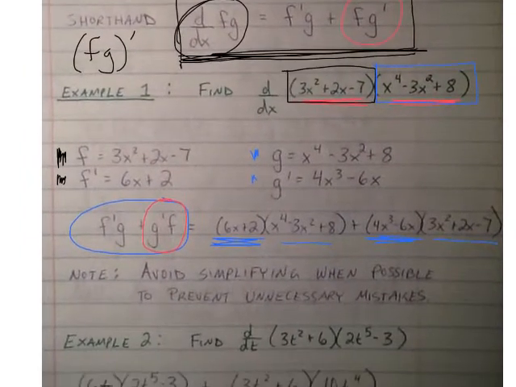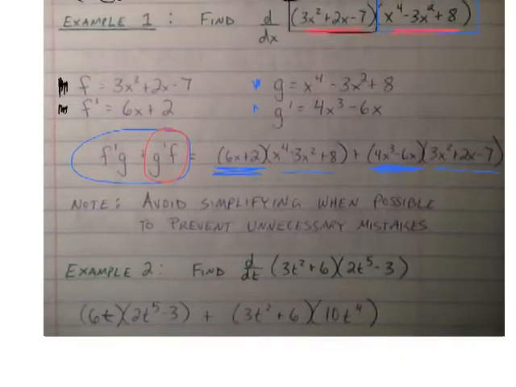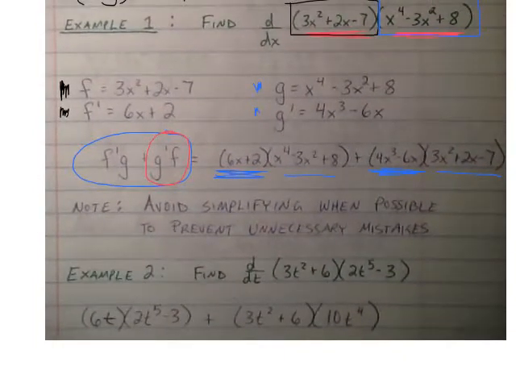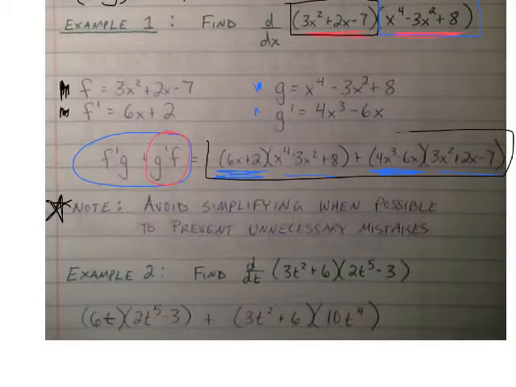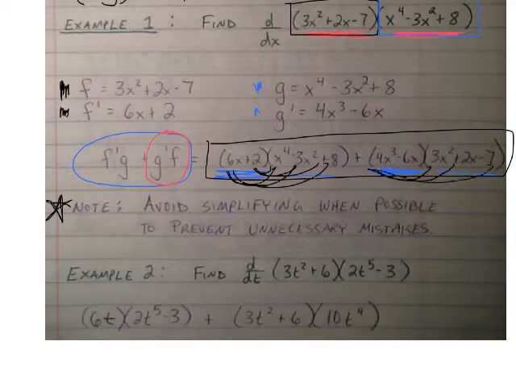So example 2, I did very quickly. I make a note here that says avoid simplifying when possible to prevent unnecessary mistakes. If you took this whole equation and multiplied it all out through the distributive property, you would very likely start to make a mistake somewhere because you're doing so much extra algebra and arithmetic. I would avoid doing that at all times unless you absolutely have to.